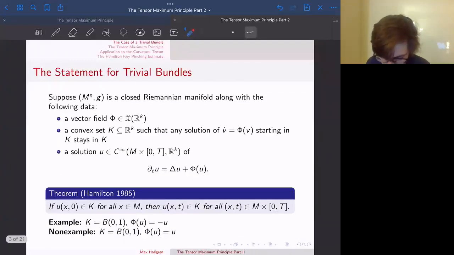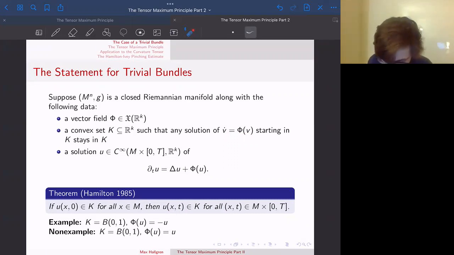Okay, so first let's remind ourselves what the tensor maximum principle says. In this setting, we have a closed Riemannian manifold, and then we have a vector field on some Euclidean space, and a convex set in the same Euclidean space. And this convex set is preserved by the vector field in the sense that any integral curve of the ODE of the flow of the vector field, which starts in the convex set, stays in that convex set.